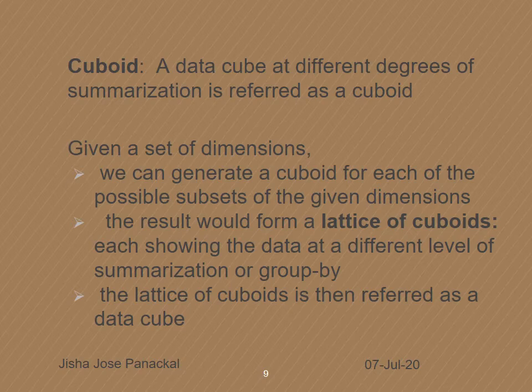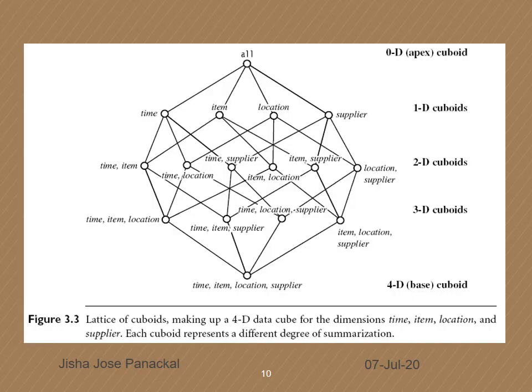The result would form a lattice of cuboids. So a lattice of cuboids will show the data at different levels of summarization. Each and every cuboid in the lattice will be used to show the data at different levels of summarization. The lattice of cuboids together we call a data cube. So we will see what is a cuboid and what is a data cube, or what is a lattice of cuboids, with the same example.